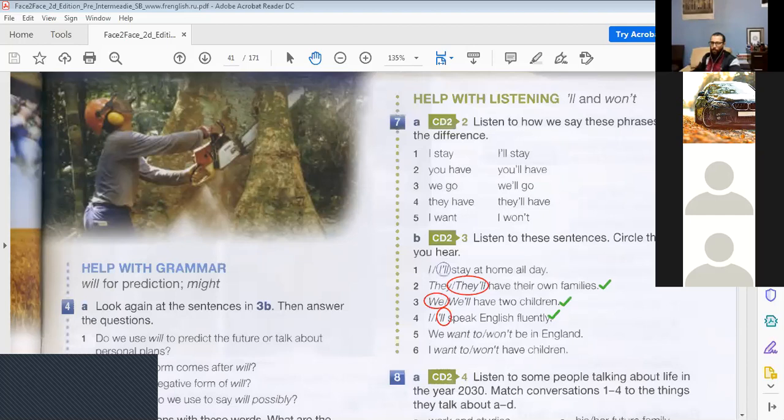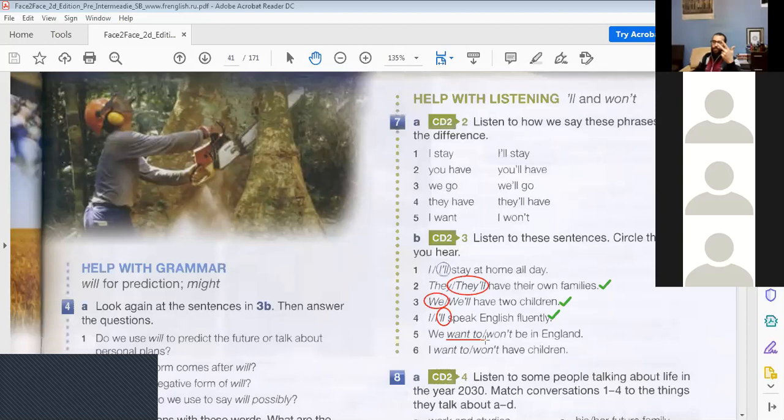5. We won't be in England. First. Second. Second. First. Okay. We won't be. Now let's see the difference. If it's the first, this means we have 3 words, right? Want to be. Yes, we want to be. But here, we won't be.